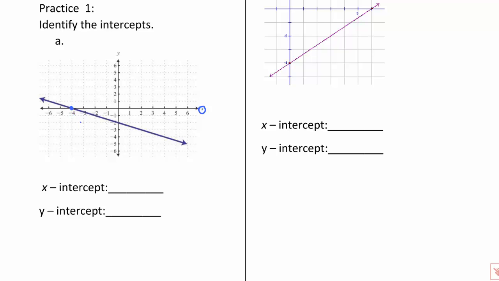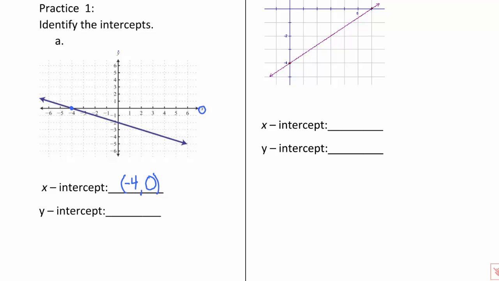What coordinate is that? Now, if you thought to yourself -4, you're wrong. It's very important to understand that the x-intercept is a coordinate in the form of x comma y. The x value of the x-intercept is -4, yes. But the y value here is what? Notice we don't go up or down, which means that the y value is 0.